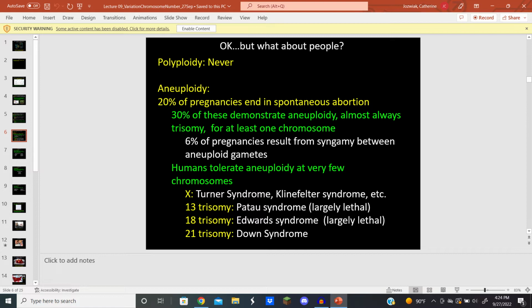So human pregnancies often result, well, not often, but 6% of the time, result in aneuploidy, and that's mostly from syngamy between aneuploid gametes, but most of those don't survive. Of the ones that do survive, we already spent some time talking about aneuploidy of the X chromosome, which results in Turner syndrome, Klinefelter syndrome, triple X syndrome, as well as XYY syndrome, right?